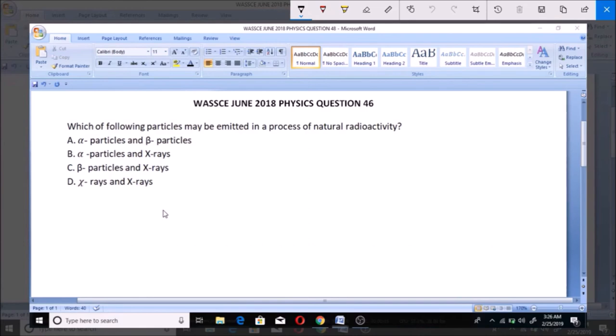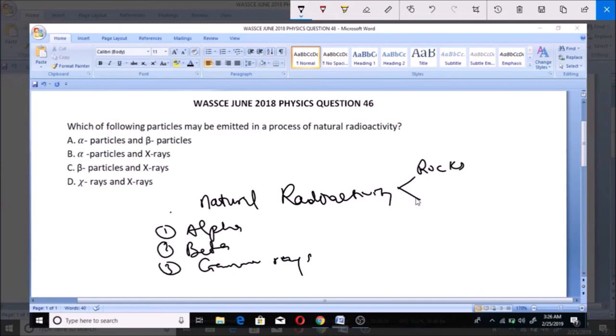So now, whenever there is natural radioactivity, the particles that are emitted are alpha particles, beta particles, and gamma rays. Natural radioactivity is what happens in our daily life, mostly in rocks, and this causes uranium to be disintegrated into radon, emitting things like the alpha particle, beta particle, and the gamma rays.